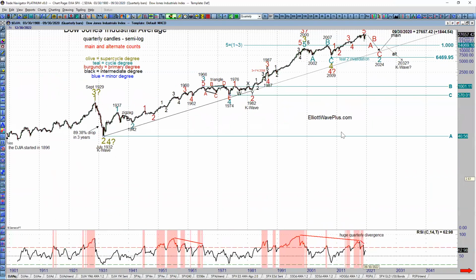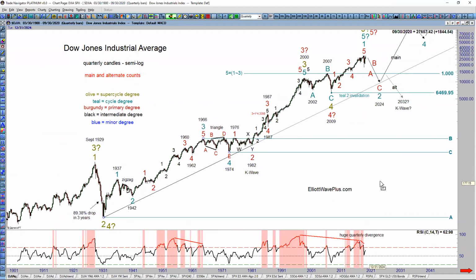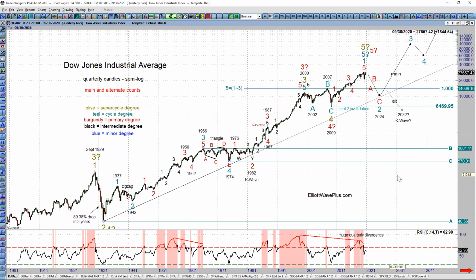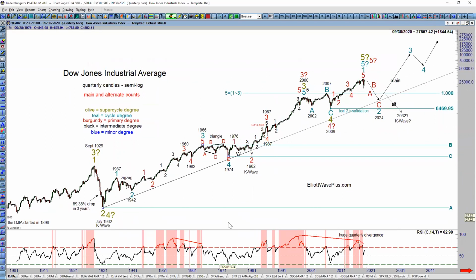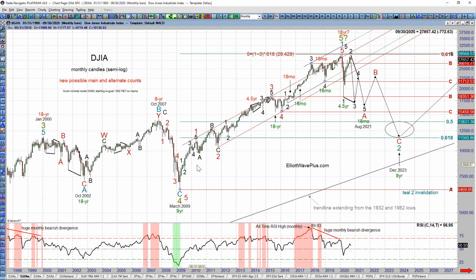The Dow Jones Industrial Average long-term count, obviously, doesn't change very often. I'm thinking 5 waves up is complete from the 2009 low in the Dow Jones Industrial Average. And moving into the monthly, after a 5-wave up structure from the 2009 low, I believe we'll get a corrective structure back next.